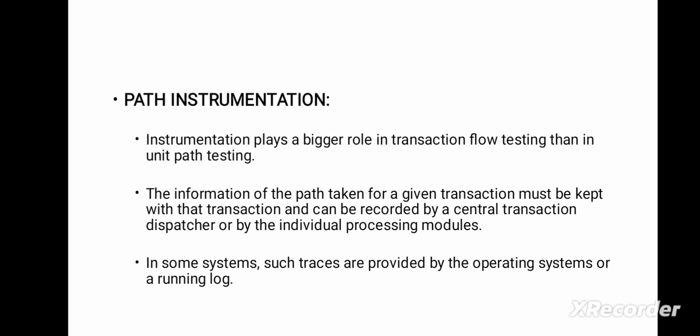Also, the instrumentation technique is used to identify whether there is any flaw in our code. Path instrumentation is an additional code which is used to identify the errors in our path flow. It doesn't affect our entire code. Through this we can easily test and verify the entire transaction flow. Thank you.